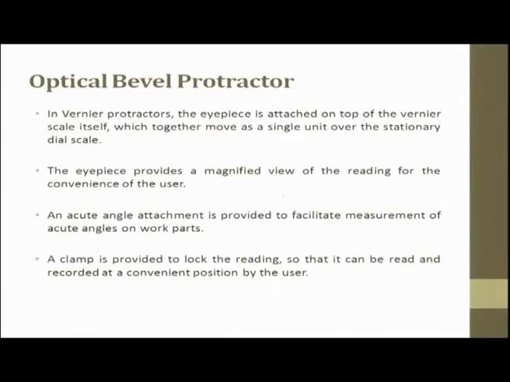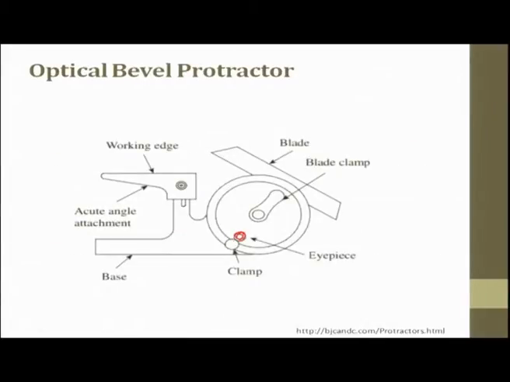So, in vernier protractor the eyepiece is attached on the top view of the vernier scale itself, which together moves as a single unit over the stationary dial gauge. So, the eyepiece provides it in a magnified manner. The acute angle attachment is provided to facilitate measuring the acute angle on a workpiece. If you want to measure, you can do it. Second thing, a clamp is provided to lock for the reading. Okay, there is a clamp which prevents it from rotating. So, you look through the eyepiece and then take the reading. So, you will have a vernier reading also here.